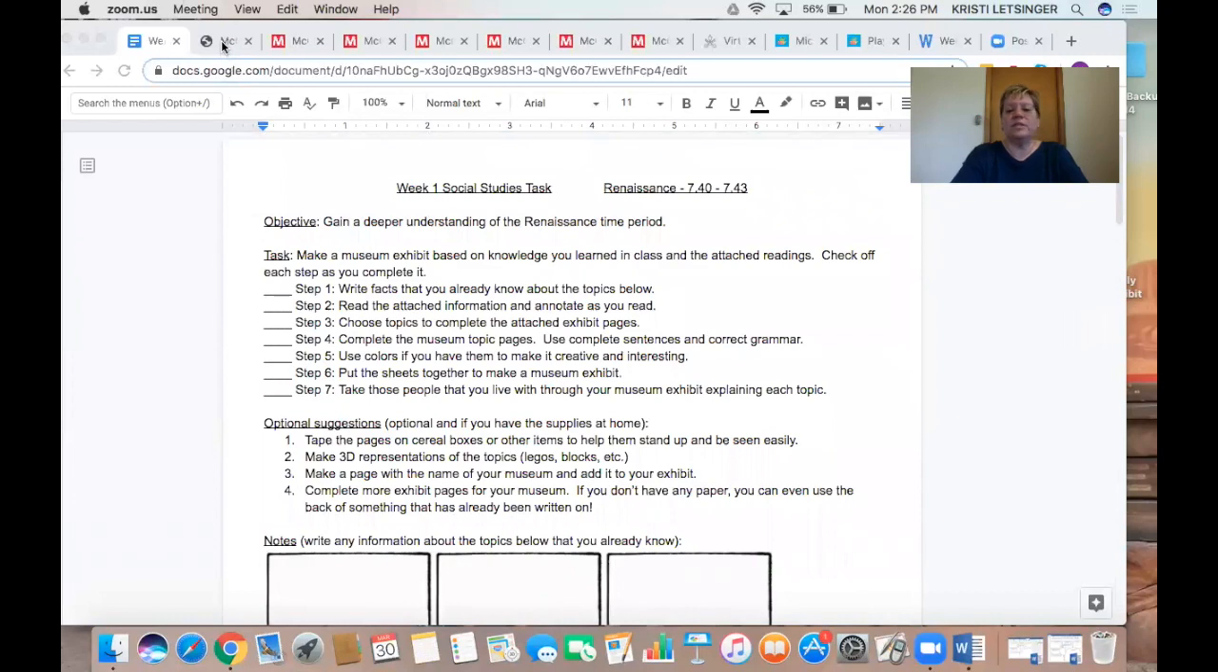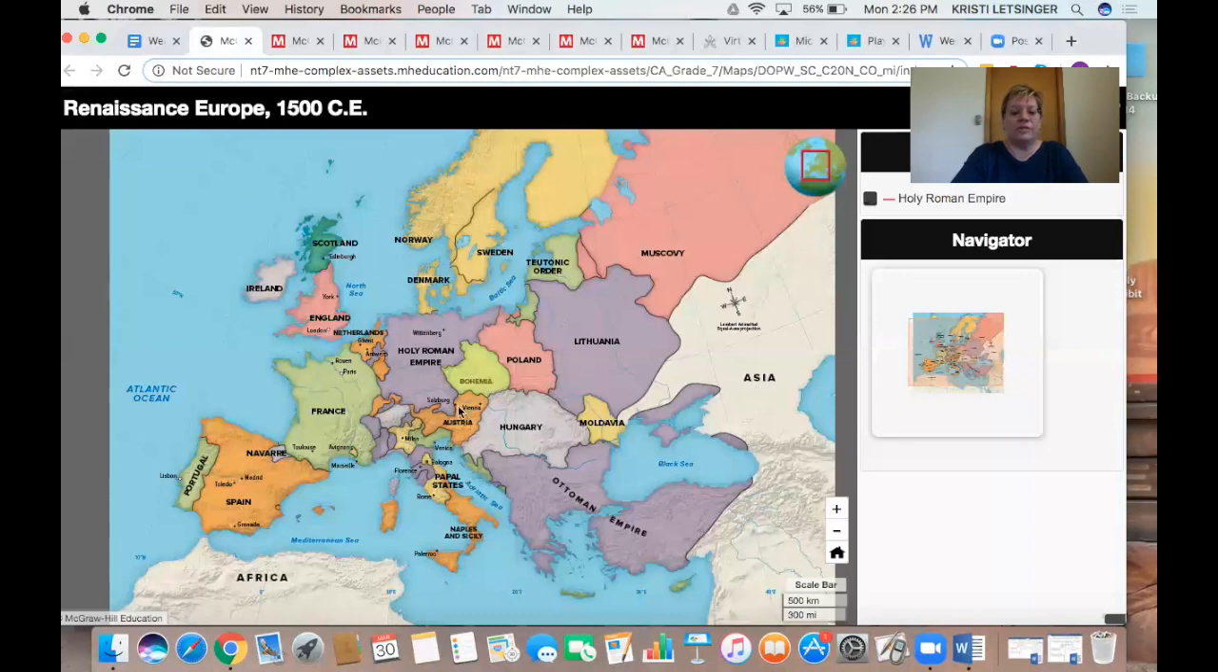So what I'm going to do is really just start by going through some of this information and sharing it with you. The first thing I want to remind you of is the map of Europe. For quite a while, even before the Renaissance, we were studying this map of Europe. We talked about William the Conqueror here in England. We talked about the Reconquista and the Inquisition here in Spain. We've talked about a lot.